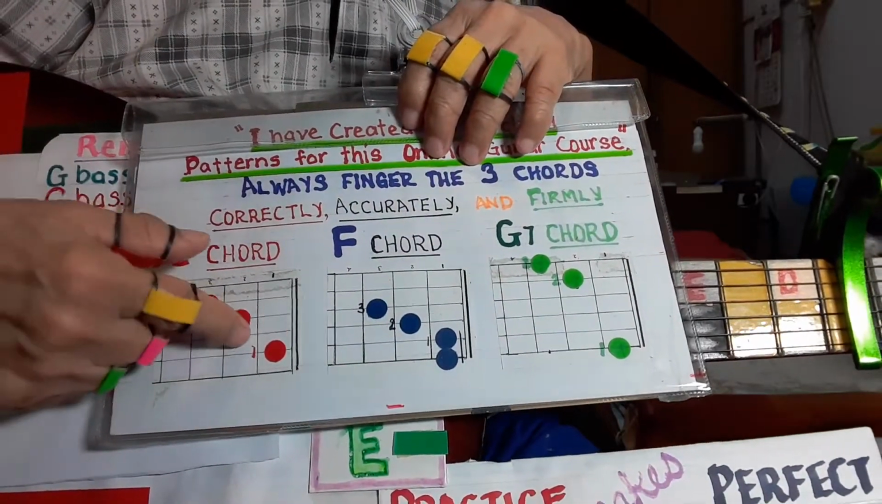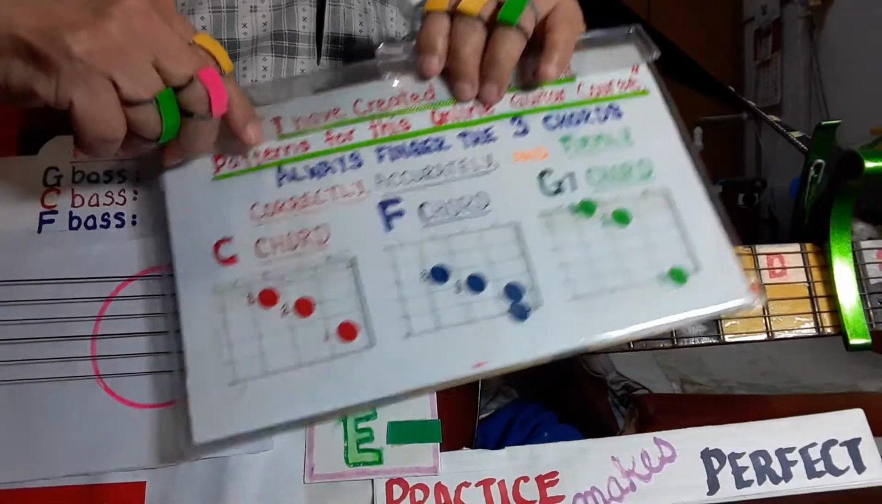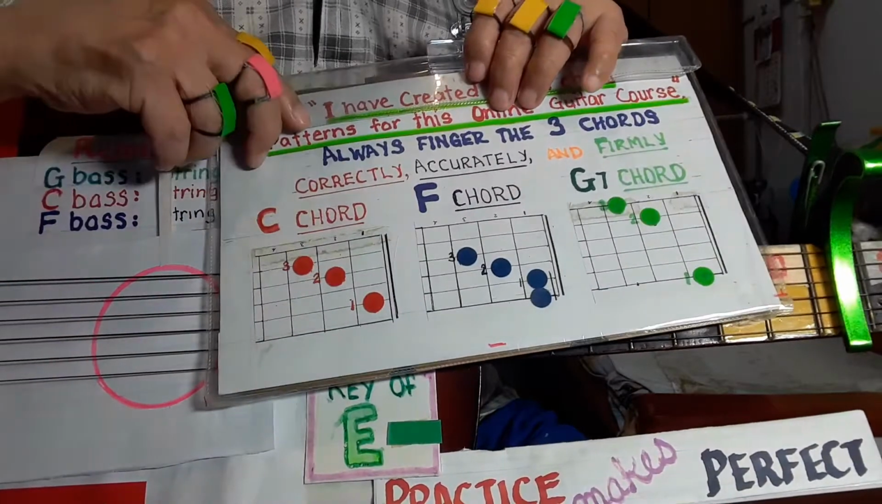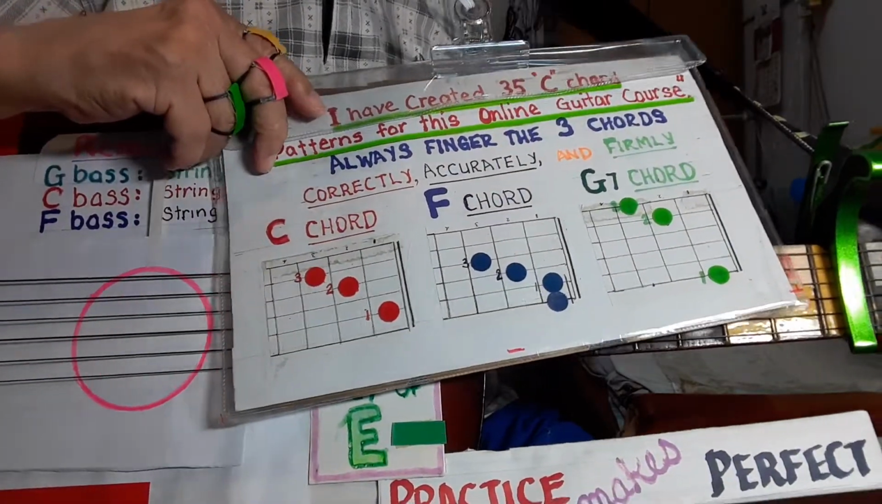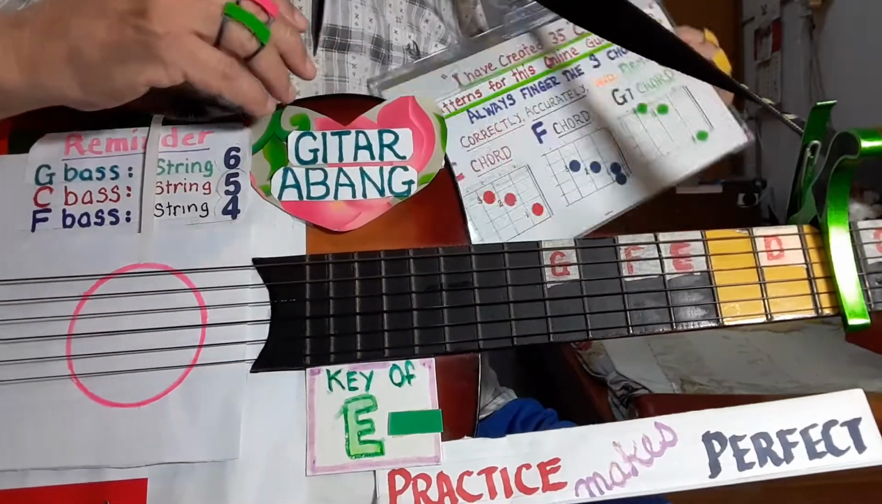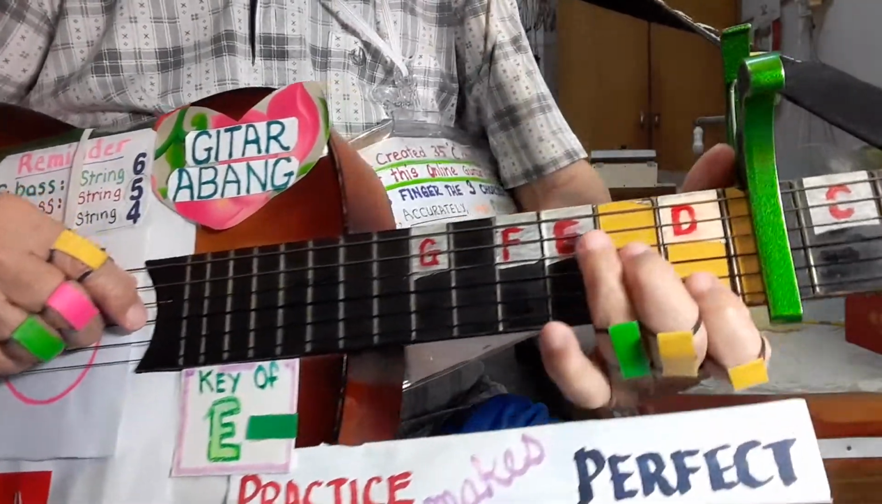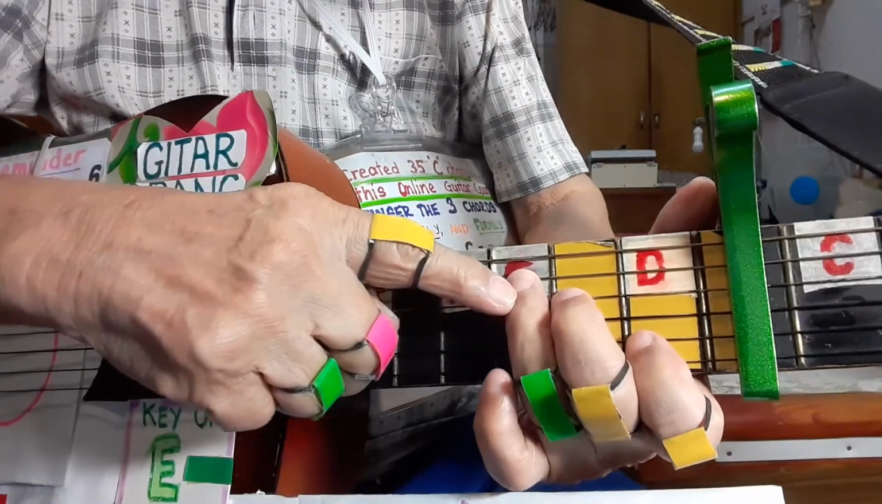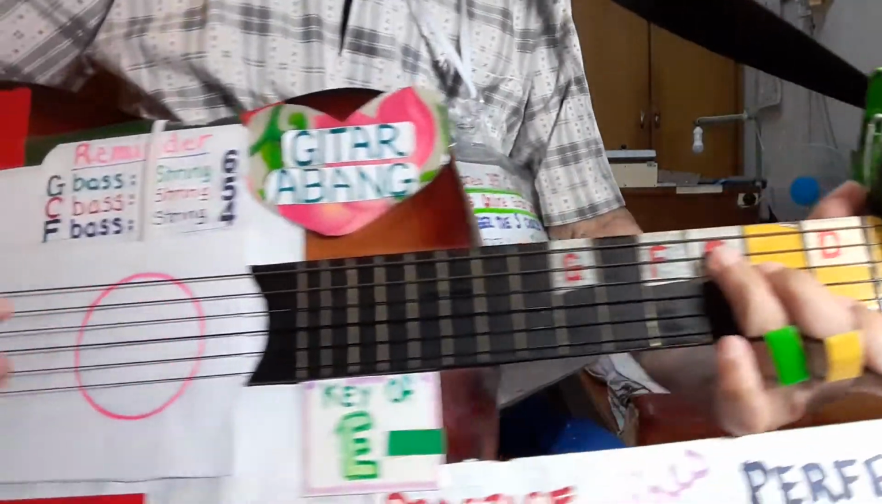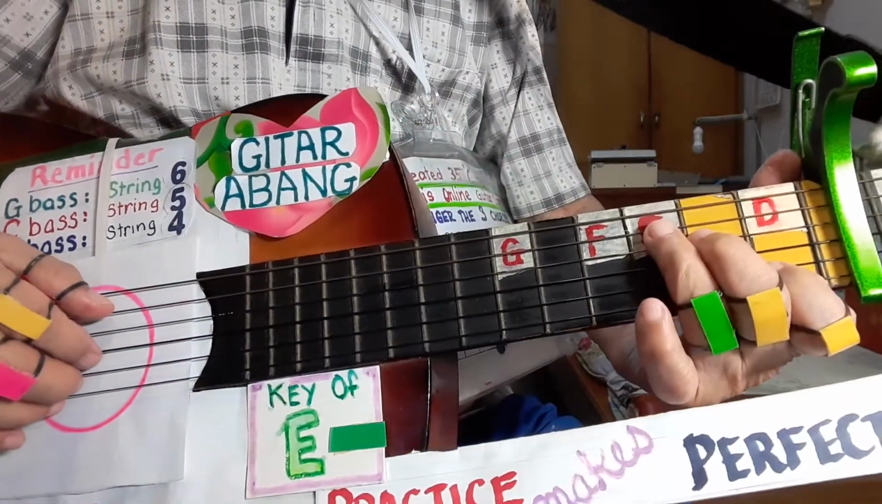So this is a C chord. As usual, I need to press the C chord to create the pattern, right? I will create like this. I will press the C chord with my left hand, and then I create the pattern here.